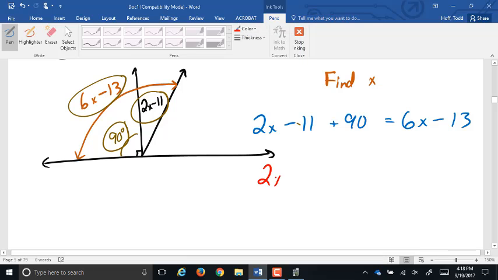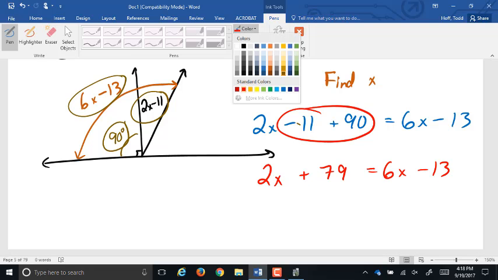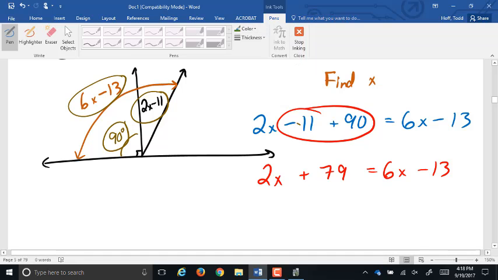So here, we are going to combine the negative 11 and the 90. What do we get? Actually, positive 79. Now, there's an x on each side. What do we do? We'll subtract the smaller one. We'll subtract the 2x. What's that give us?